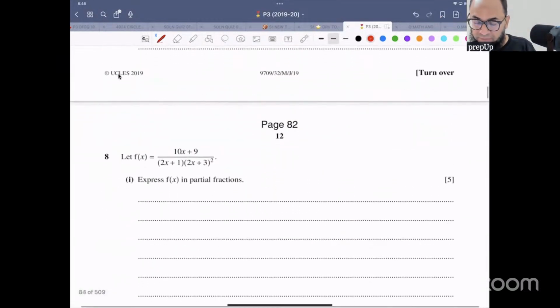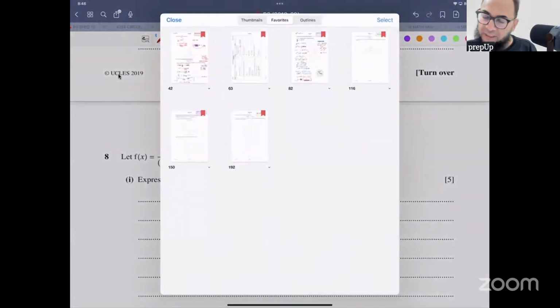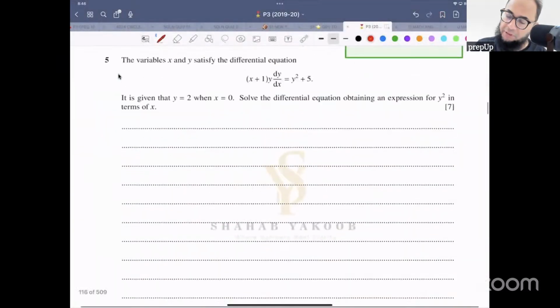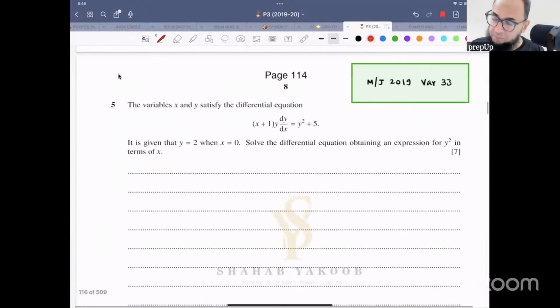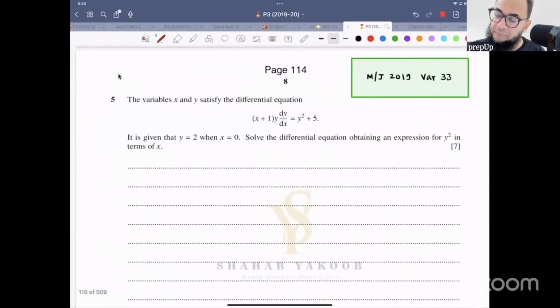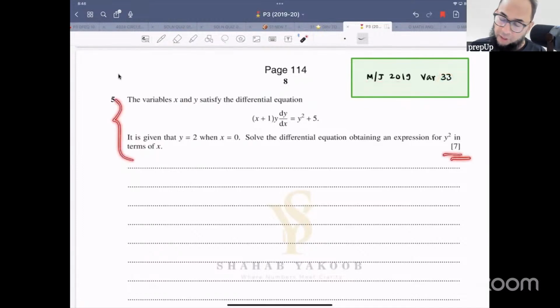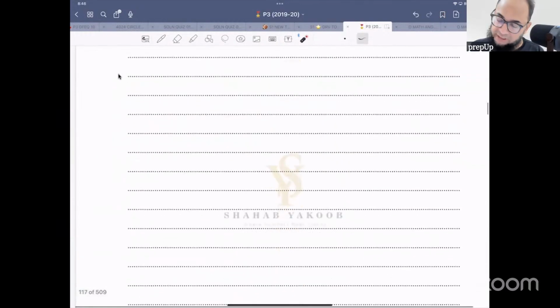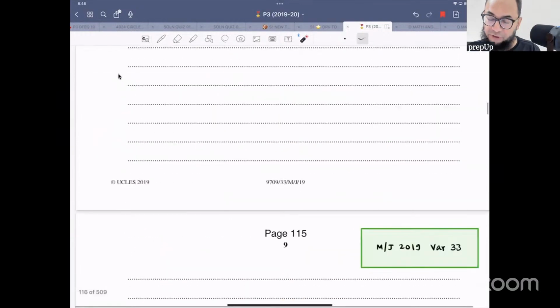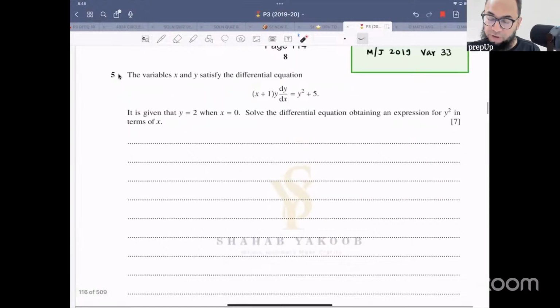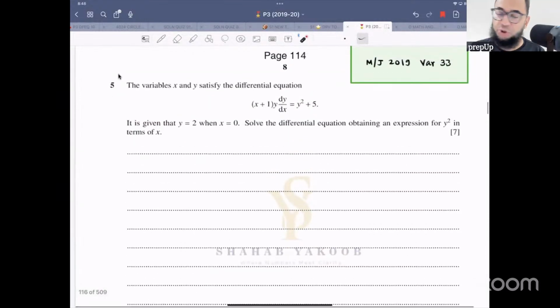Now let me move to the next page. That is this question number 3. Now question number 3, it's a May-June question and it's variant 33. There are no parts. This is only 7 marks. Let me double check. Yes, they have given you 2 full pages for this. Have a good look at this question and then I'll proceed with this one.